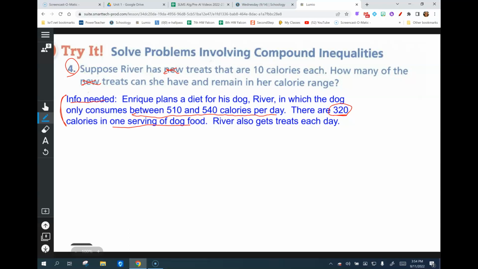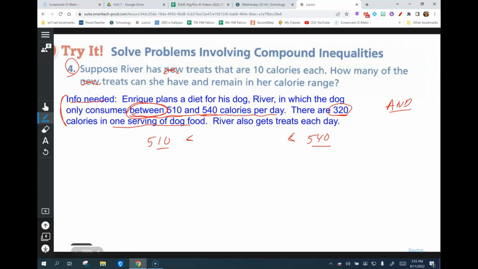Let's pick it apart. So first off, it says between. So we know that it's going to end up between 510 and 540. Now, can it be equal to it? Yes, it can. And if I'm talking about between, this is going to be an AND. So I want both of these things to be true. So it's going to be like this. And if you write a compound inequality, it always goes from smallest to largest, okay? And the arrows will always point to the left.